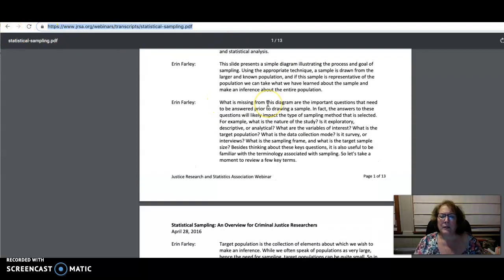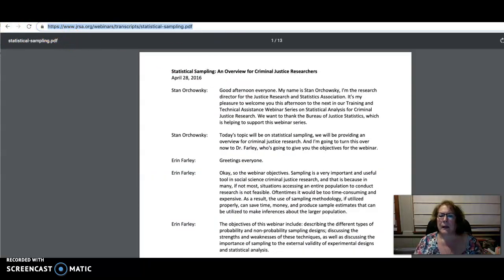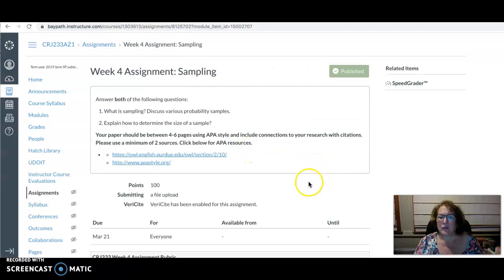I am now going to beat a dead horse. One of the things that I want to make sure you know is this: 4 to 6 pages of content, APA style. That means I need to have your cover sheet. I don't really worry so much about an abstract. But I need to have 4 pages of content and then another page of sources. And you must have a minimum of 2 sources. Remember, Wikipedia does not count.